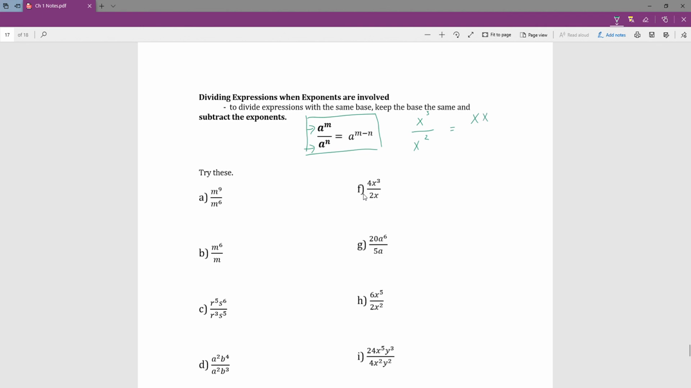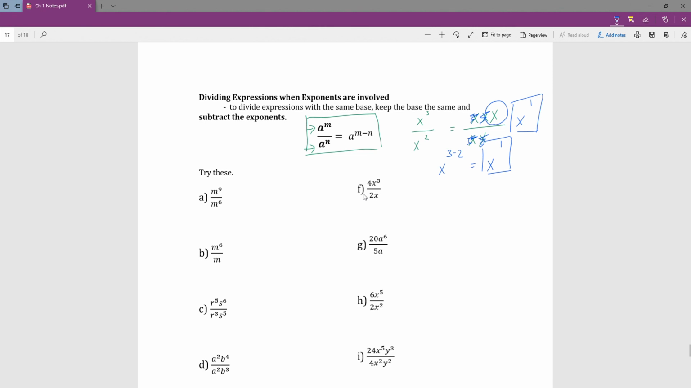So I'd have 3 x's on the top and I'd have 2 x's on the bottom. Well, using the idea that anything divided by itself is 1, I'm going to cross out this x and this x, and this x and this x, and my final answer is just an x, or an x to the 1. So following the pattern, I'd have x cubed minus 2, or x to the 1. I get to the same answer either way, right? One way showing it all expanded out, and one way using the pattern or the exponent law that's outlined here.